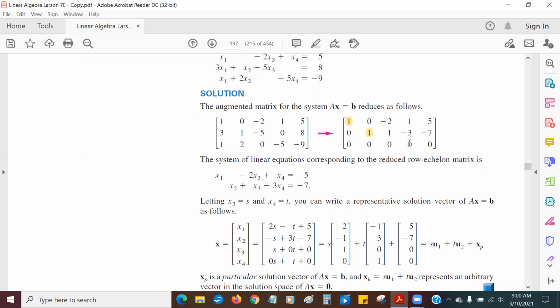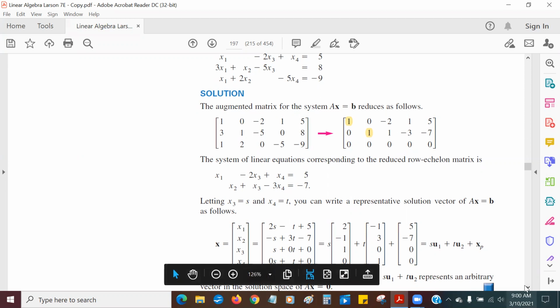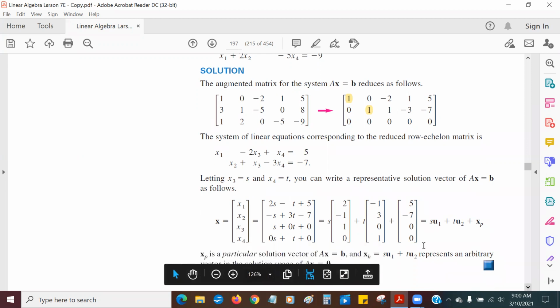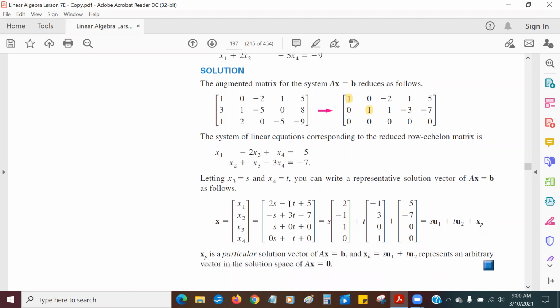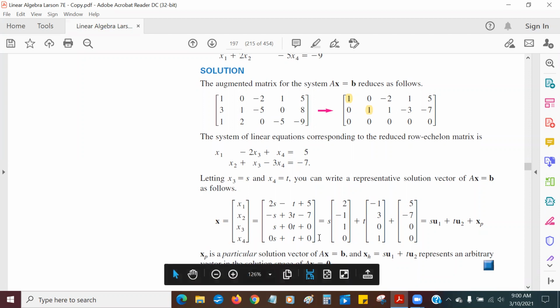So the last column will make the parameter t, and the second to last column will be the parameter s. So x4 is t, x3 is s, which means that our solution vector is going to look like this. So x1, x2, x3, x4, these are the solutions. So it's going to be 2s minus t plus 5, negative s plus 3t minus 7. This is just s, and that's just t.